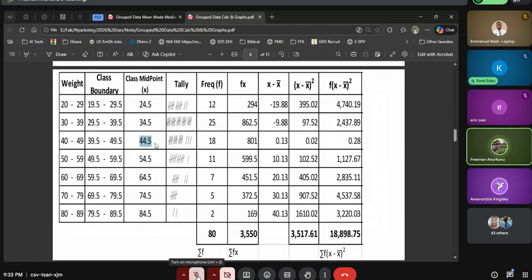You sum everything under f of x. That gives you 3550. Try your hands on that one. Let's be double sure you are getting it before I move to the next one.